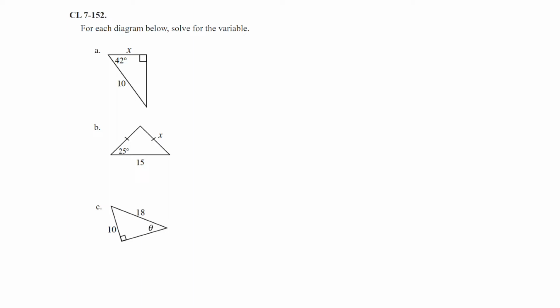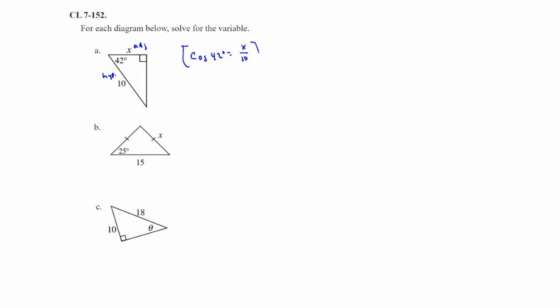Question 152. For each diagram below, solve for the variable. So the first one, we're looking at a right triangle. We have the hypotenuse and the adjacent leg that we're trying to find. So since we are dealing with a right triangle, we can use our trig ratios. And which one uses adjacent and hypotenuse? That would be cosine. So cosine of 42 degrees is equal to the adjacent over the hypotenuse.